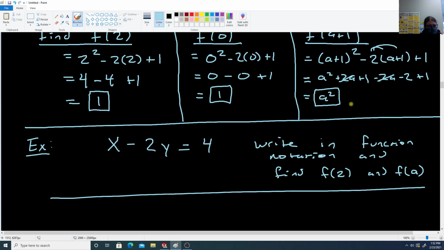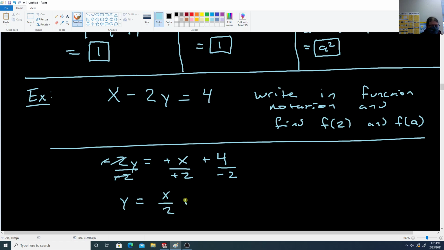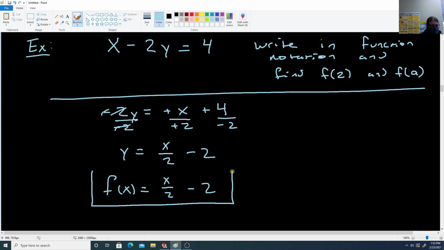So to write this in function notation, first of all, we have to solve this for y. So I'm going to subtract the x across. Then I need to get the y completely by itself, so I have to divide everybody here by a negative 2. So this will give me y equals negative over negative is positive, we get x over 2. And then positive 4 divided by negative 2 is negative 2. So to write this in function notation, you just replace the symbol y with f of x. So f of x is x over 2 minus 2. So this is my function notation.